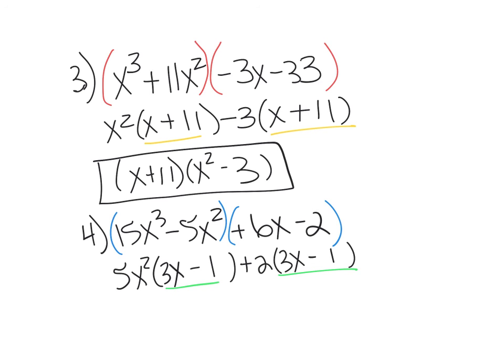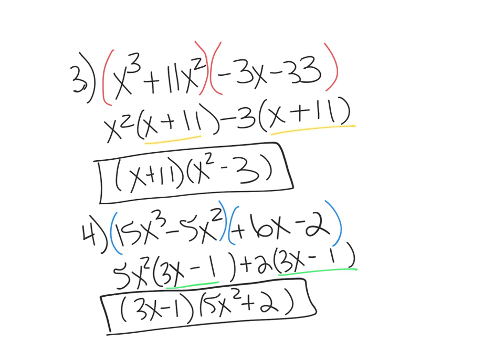Do I have a common GCF parenthesis? I do. I can pull out that 3x minus 1 and multiply that by what's on the outside, 5x squared plus 2. And again, 3x minus 1, I can't factor. There's no GCF. That's considered prime. 5x squared plus 2, I can't factor anything out. I am done. So that is factor by grouping.